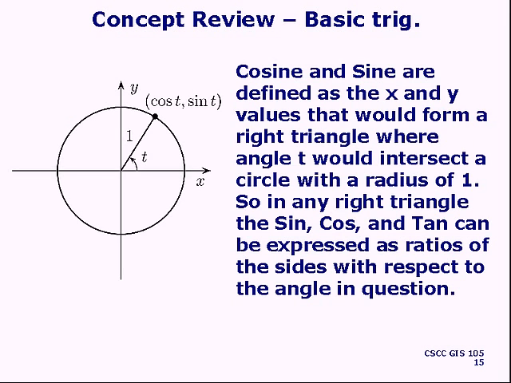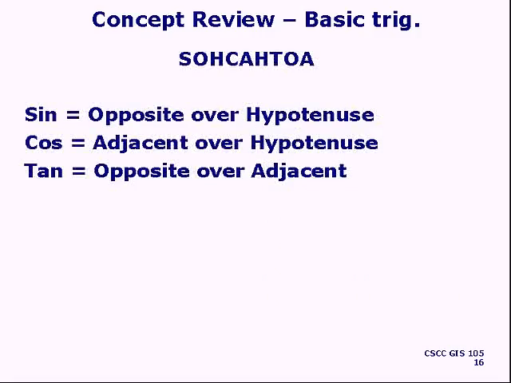So what we're saying is, if we were to form a triangle based on that angle, the sine is the ratio of the opposite side over the hypotenuse. The cosine is the ratio of the adjacent side over the hypotenuse. The tangent is the ratio of the opposite over the adjacent.